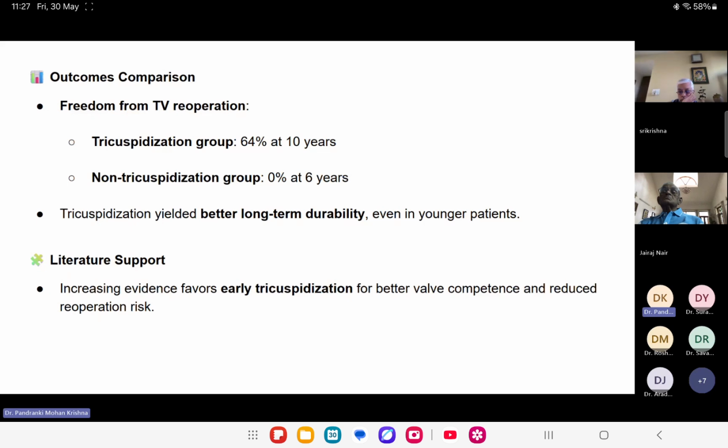So the tricuspidization group has 64% freedom from truncal valve reoperation at 10 years, and the non-tricuspidization group 0% at 6 years. That means all the non-tricuspidized valves had reoperations. So tricuspidization yields better long-term durability even in younger patients. The literature favors early tricuspidization if it's a quadricuspid valve, even though it is a mildly regurgitant valve.